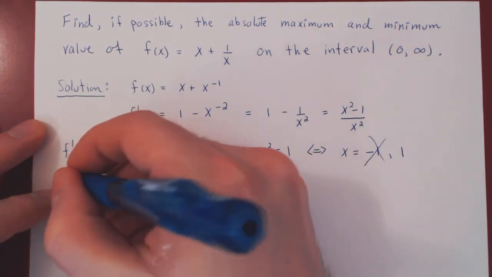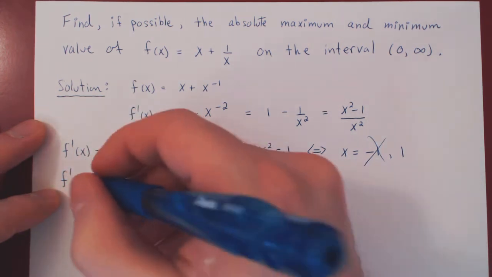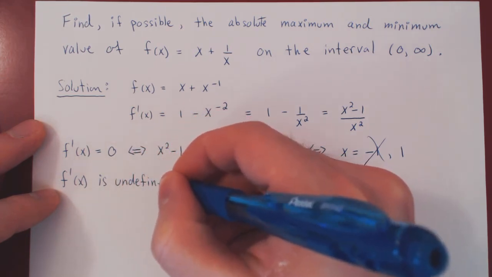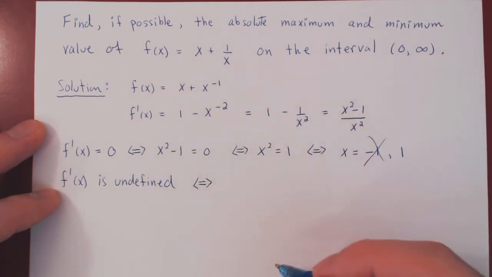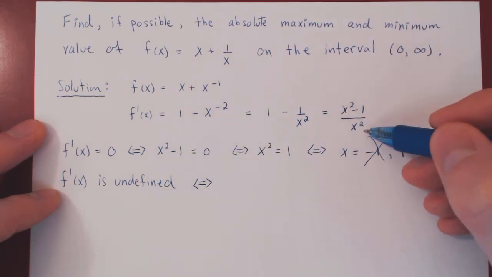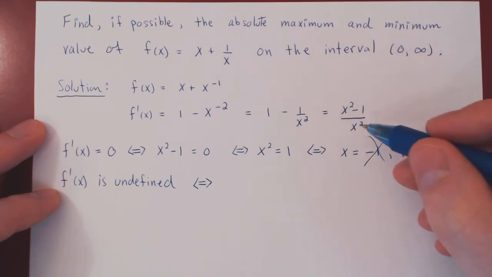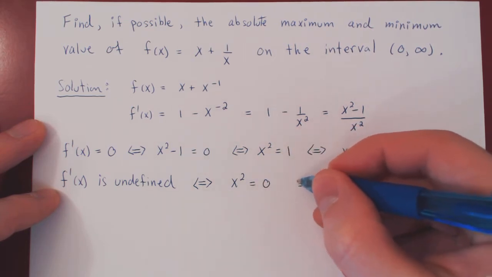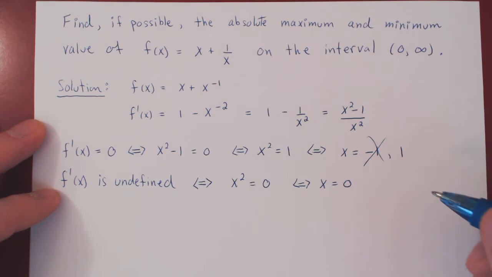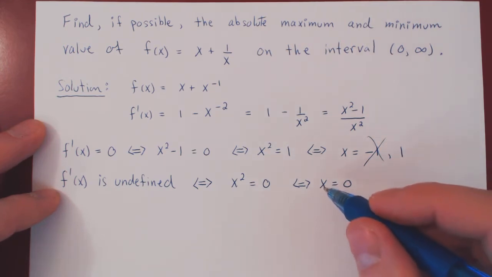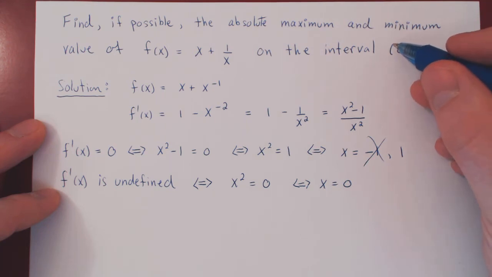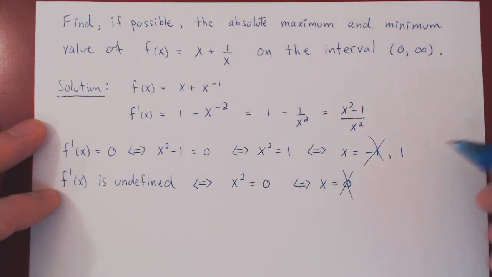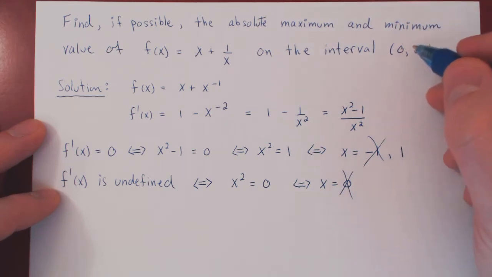Well, what about critical points of the second form, where the derivative is undefined? We have once again a rational function. The only way for this function to be undefined is a division by 0. Therefore, if x squared is equal to 0, but obviously x squared can only be 0 if x itself is 0. But we will end up rejecting x equals 0 as our interval is open at 0, and so 0 is rejected. So there really is only one critical point inside of our interval.